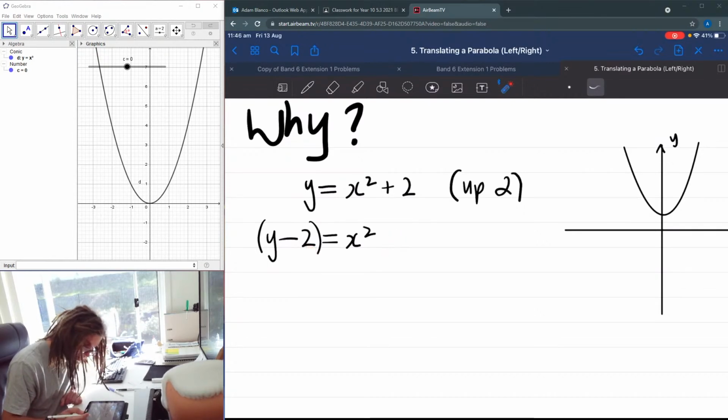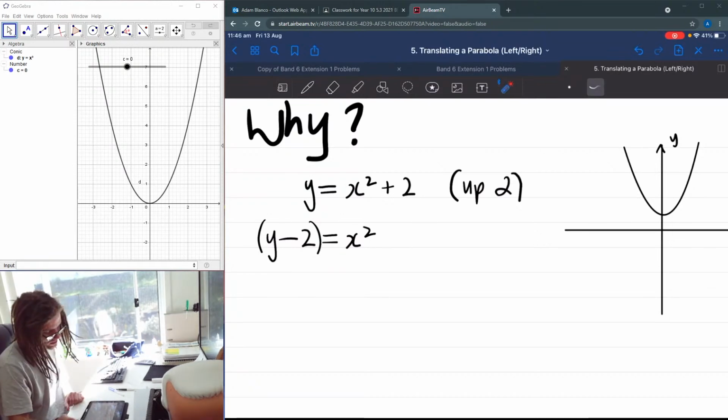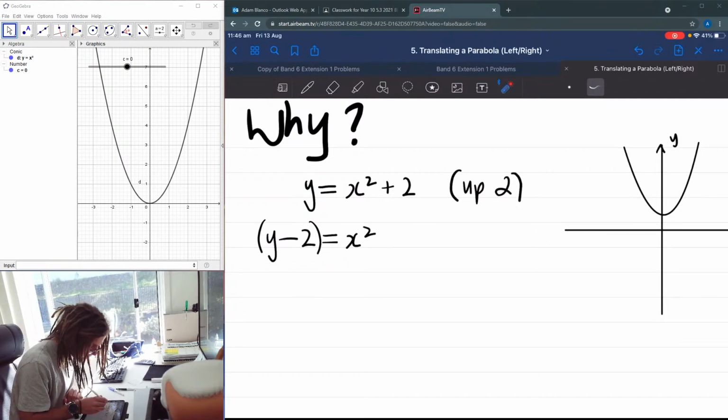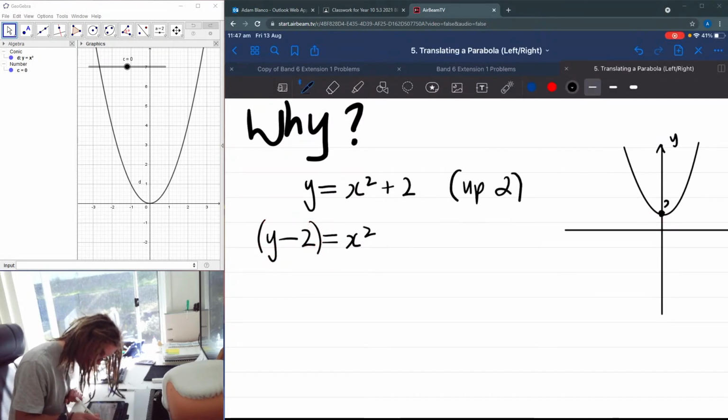It's changing, like it's kind of the opposite. I don't know how else to explain it. It's next to the y, I guess. It's next to the y, and it's affecting the y by taking away 2 from what it used to be. So now that actually raises it 2. I don't know if that made any sense, but that's a 2 now.